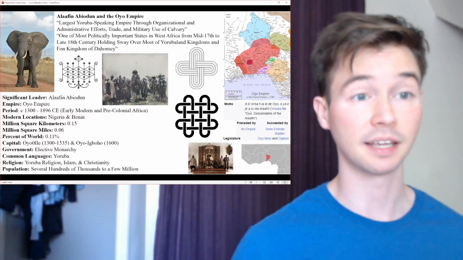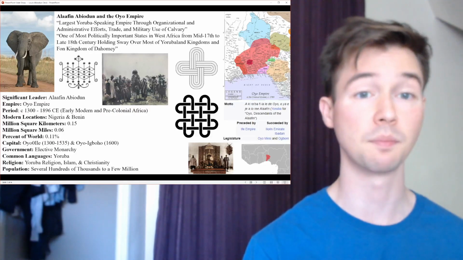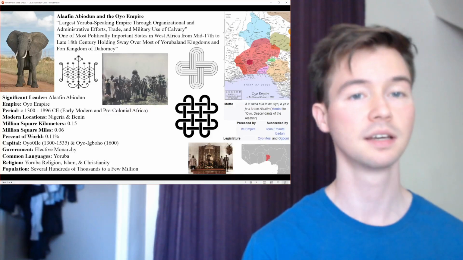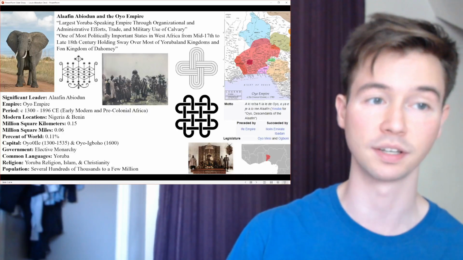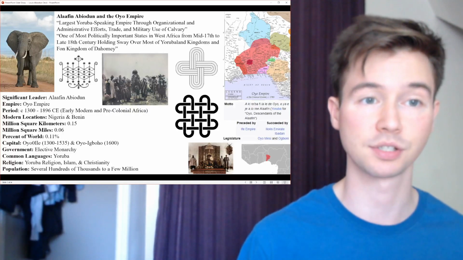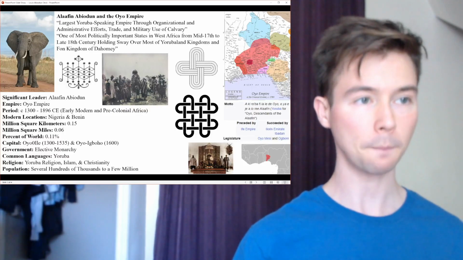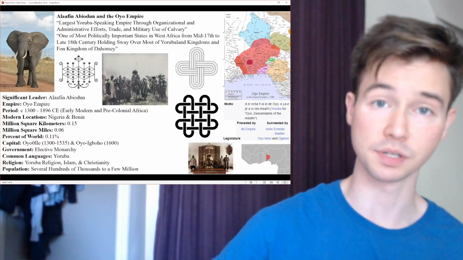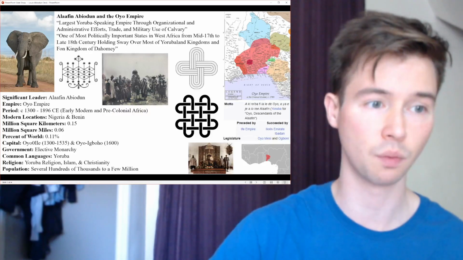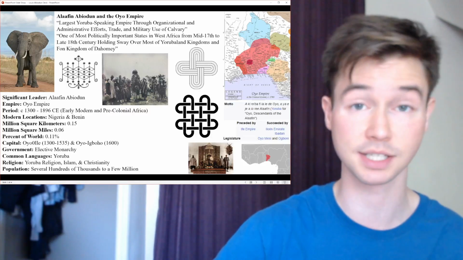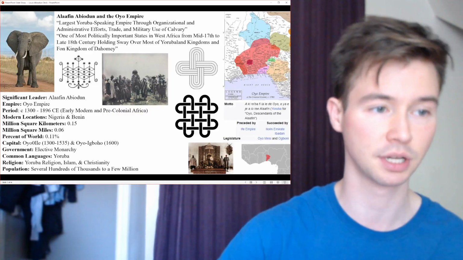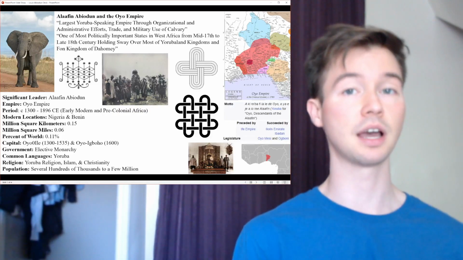One of the most politically important states in West Africa from the mid-17th to the late 18th century, holding sway over most of Yoruba land kingdoms and the kingdom of Dahomey, so one of the most important empires during this time and region. The first significant leader we highlighted was Alaafin Abiodun. The empire was the Oyo Empire. The period was from circa 1300 to 1896 CE, considered the early modern and pre-colonial Africa periods. The modern locations include Nigeria and Benin.